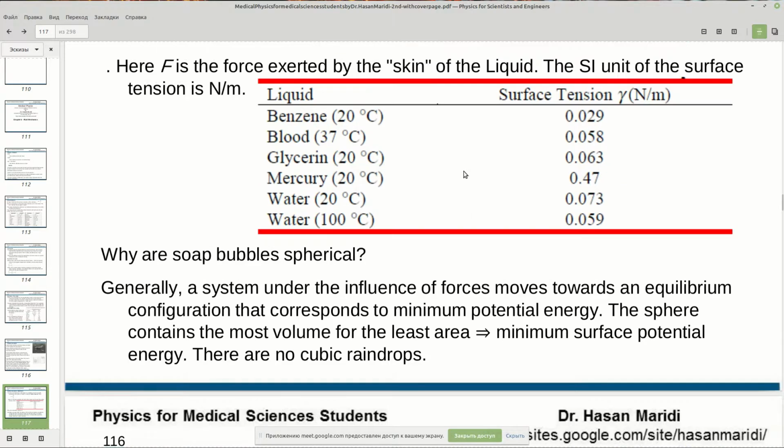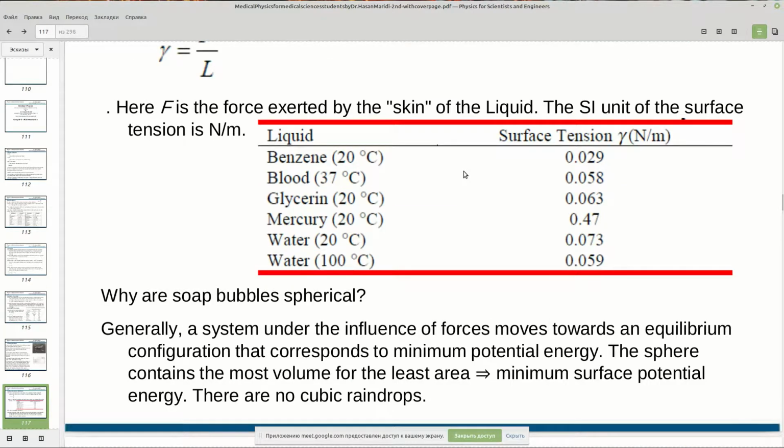Why are soap bubbles spherical? Generally, a system under the influence of forces moves towards an equilibrium configuration that corresponds to minimum potential energy. The sphere contains the most volume for the least area, giving minimum surface potential energy. There are no cubic raindrops.